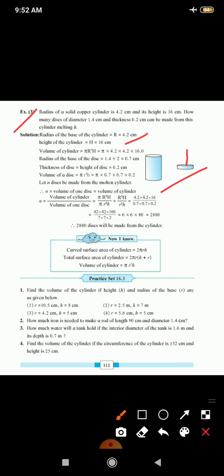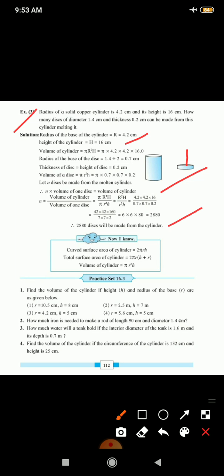So when you cancel it, 7 ones are 7, 6 are 42. Again 7 ones are 7, 6 are 42. 2 ones are 2, 80 is a 160. So 6 into 6 into 80, that is 2880 discs will be made from the cylinder. So I hope you have followed this problem. Practice it. Try to understand it, the cancellation and all.